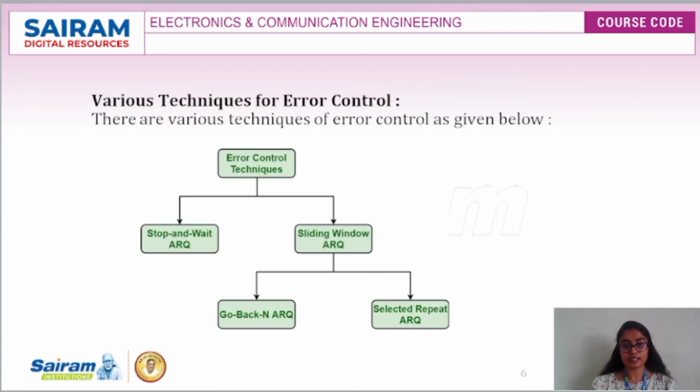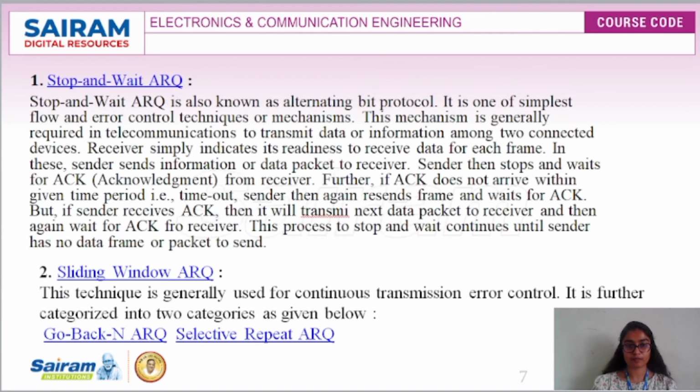There are various techniques for error control. The various techniques of error control are given as follows. In error control techniques, we have two types: stop and wait ARQ and sliding window ARQ. In sliding window, we have two types: go back N ARQ and selective repeat ARQ. Here the first one, stop and wait ARQ, is also known as the alternating bit protocol.